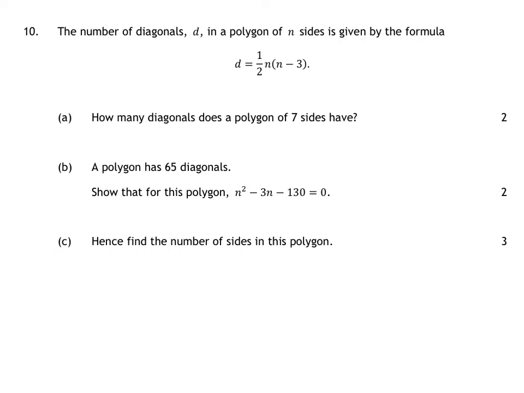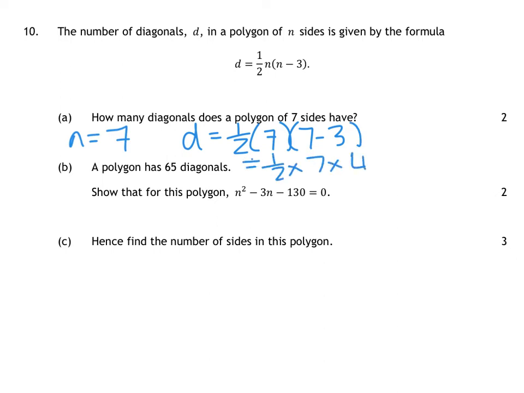Question 10 is a quadratic equation. It's one of these ones where it's got to show that, and then a part B. If you can't do the show that part for part B, please don't let it stop you having a go at part C. Part A though, it just says how many diagonals does a polygon of 7 sides have? So that's just replacing n with the number 7. So you've got D equals a half times 7 times 7 minus 3. So you've got a half times 7 times 4, which is 2 times 7, which is 14. So it's got 14 diagonals.